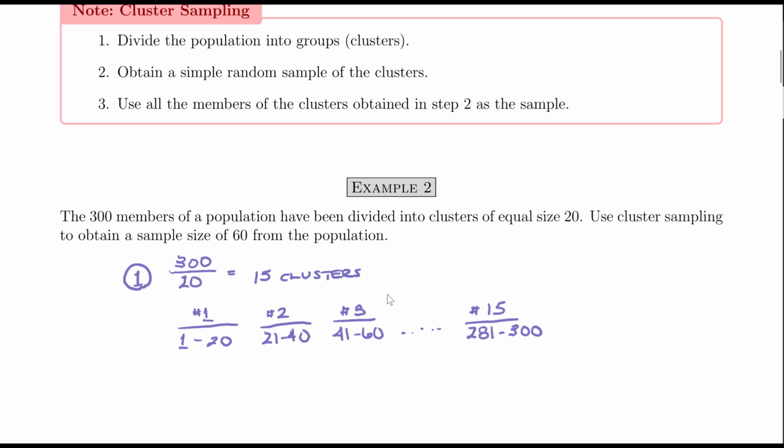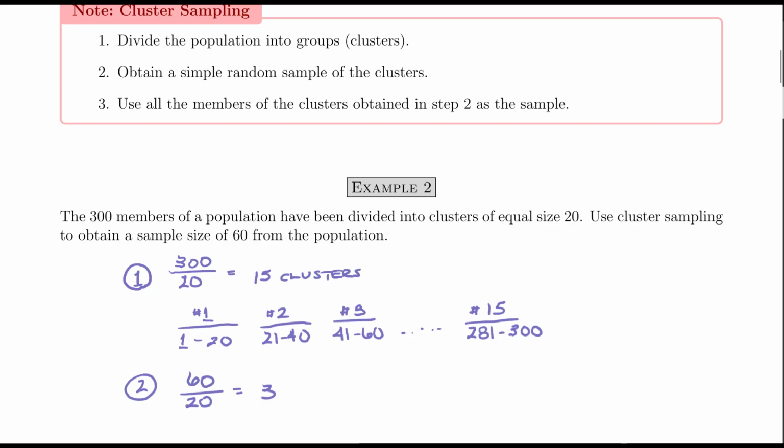The next step is to obtain a random sample of those 15 clusters. Now we want a sample size of 60. So we need to know how many clusters we want to sample. So we take our sample size divided by the size of each cluster, and we get 3. So I want to sample 3 clusters.